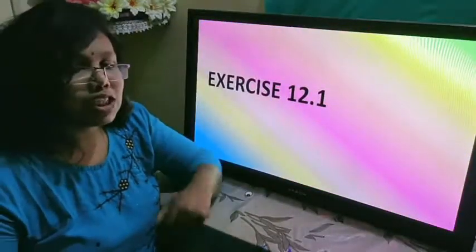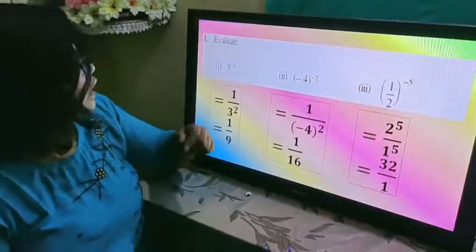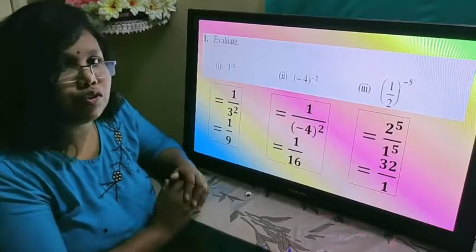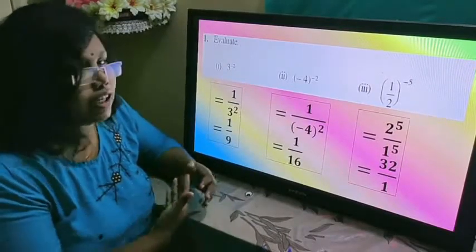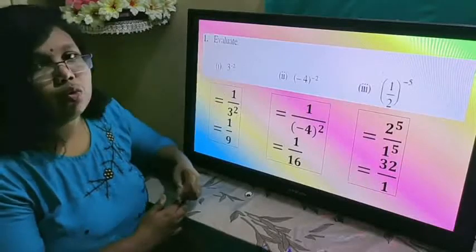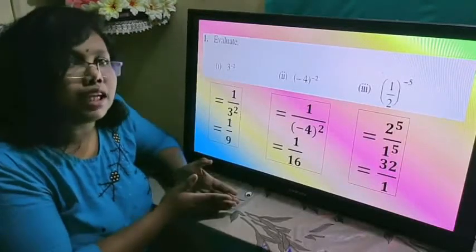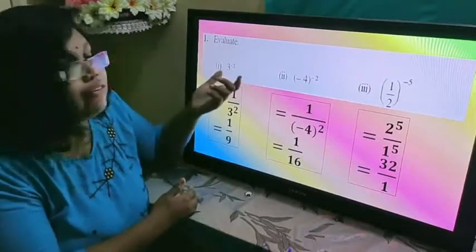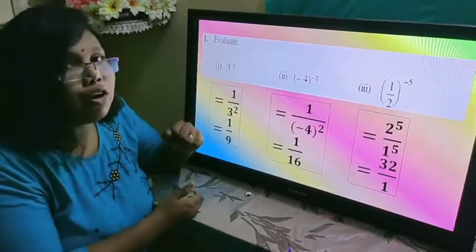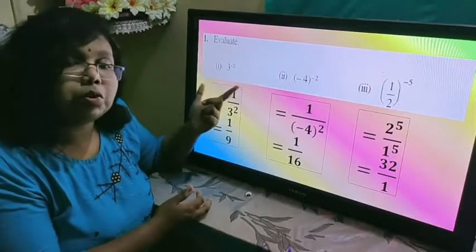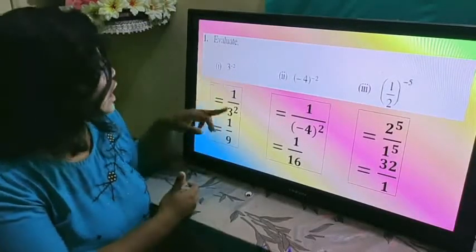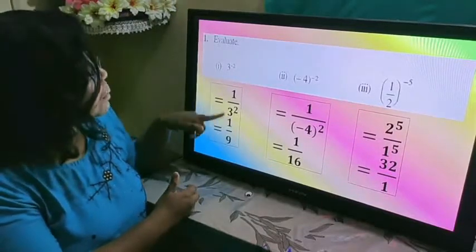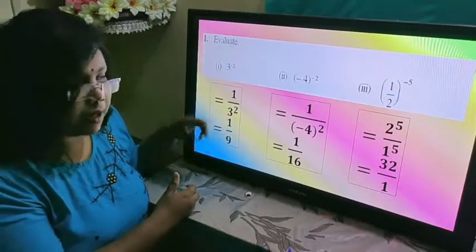Now we come to exercise 12.1. Evaluate 3 raised to minus 2. Here we have to convert it and then give the value for it. The power, the exponent, is negative. So the first thing we do is convert this negative exponent to a positive exponent. How do we do that? Whenever we have a negative exponent, we take its reciprocal. So the reciprocal of 3 is 1 by 3 and the power becomes positive. So 1 upon 3 squared, that is 1 upon 9.